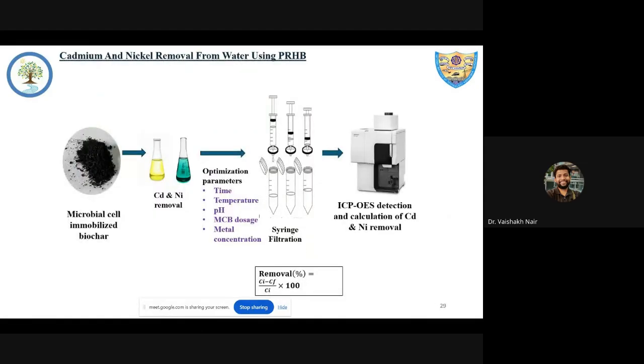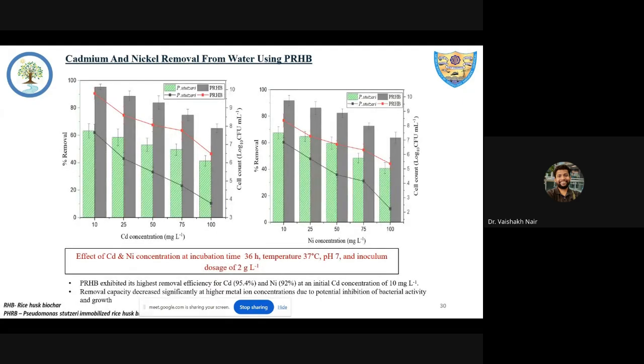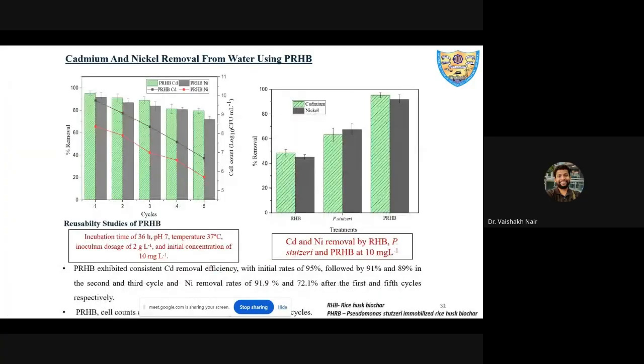As I stated, we initially started using cadmium and nickel for metal ion removal from water, that is, aqueous medium. We were able to see that we can remove cadmium and nickel very well using the immobilized system. That is PRHP, the microbial immobilized biochar. When you compare with the free cell, you can see that it is very effective for high concentrations. This is again about cadmium removal in terms of number of utilizations.